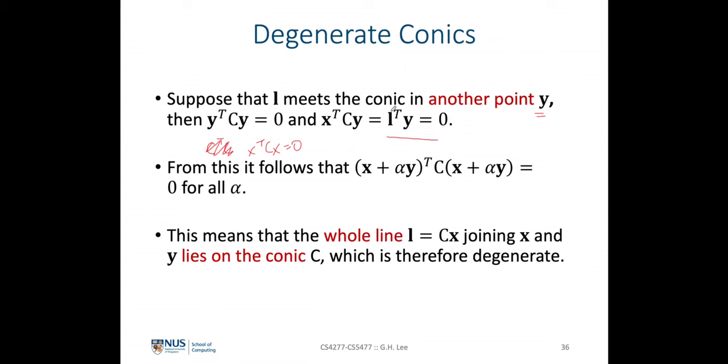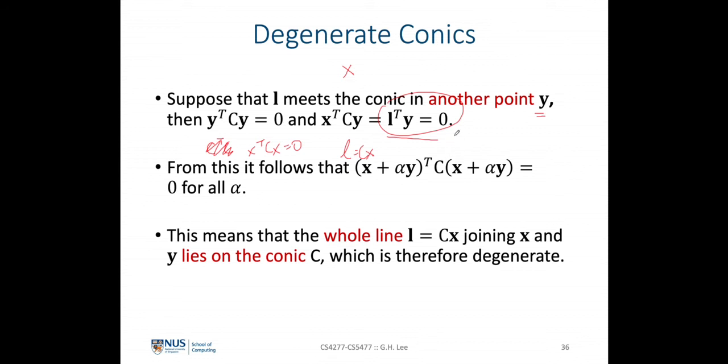And we have also seen earlier that X must be the intersection of the tangent line and the conic. Therefore, the equation L equals C X must also be true. And if we replace L equals C X in this equation over here, then we will get another relation of X transpose C Y equals L transpose Y equals 0.